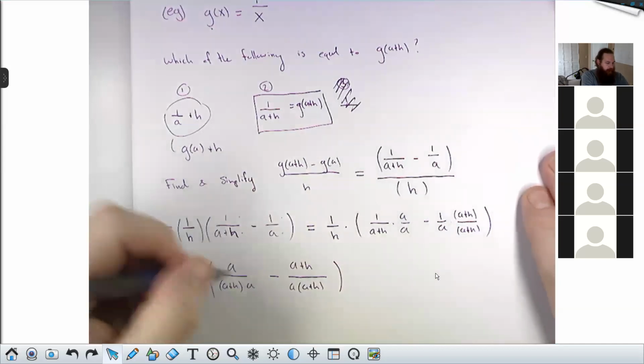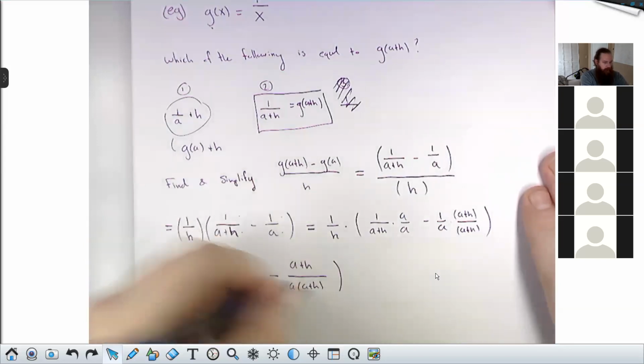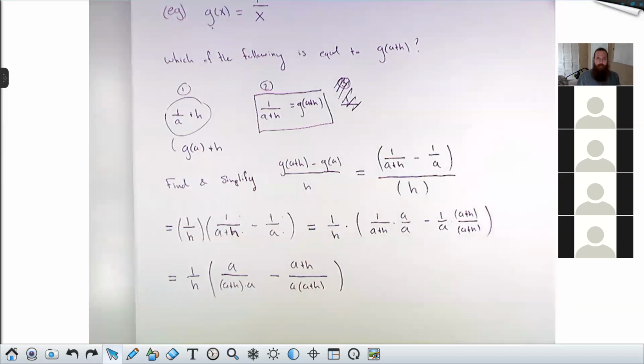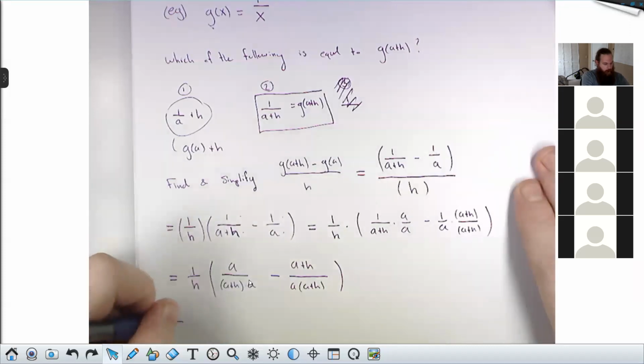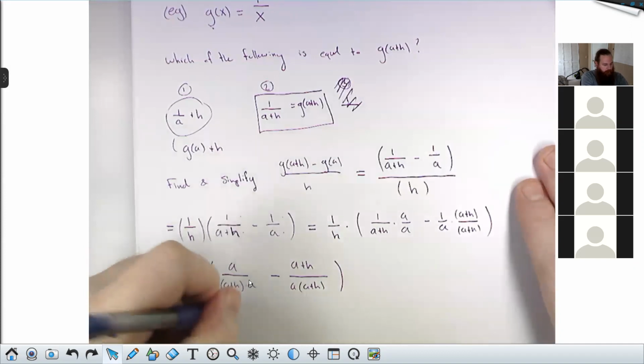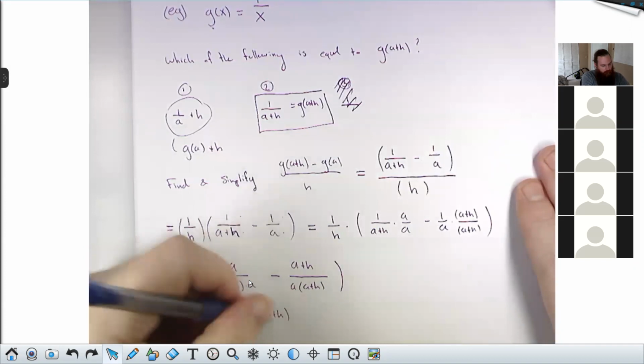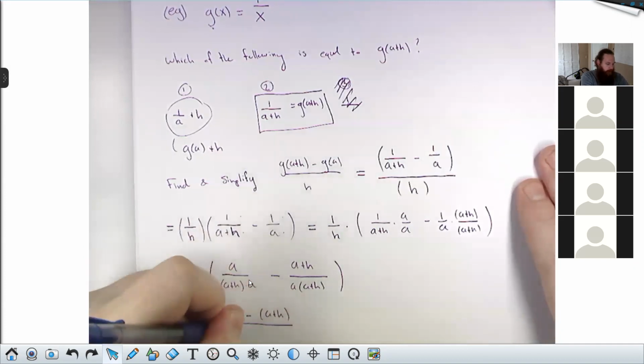Now people like to ask, could I cancel these a's, or could I cancel this a plus h? Yes, you could, but you don't want to. That would take you back to this step. Remember, the whole reason for doing this is so we can combine these. Now that they have the same denominator, we can go ahead and subtract them. So I can write this as a minus parentheses a plus h all over a plus h times a.